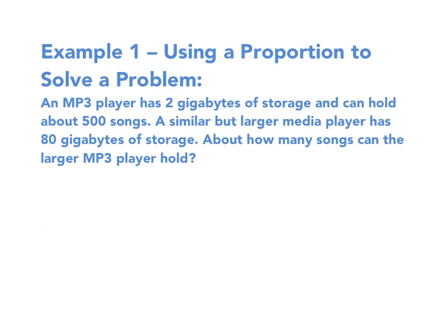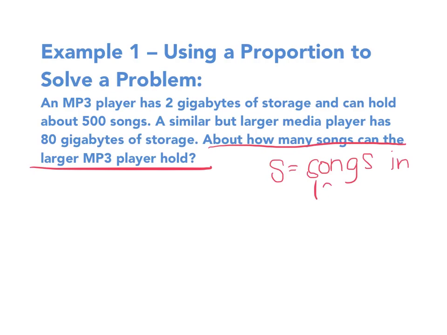So using a proportion to solve a problem. An MP3 player has 2 gigabytes of storage and can hold about 500 songs. A similar but larger media player has 80 gigabytes of storage. About how many songs can the larger MP3 player hold? So that's going to be my variable. I'm going to make that S for songs in the larger MP3. And just like we did with other word problems where we were creating equations, it's always important to assign your variable.